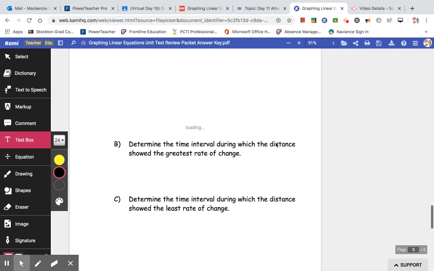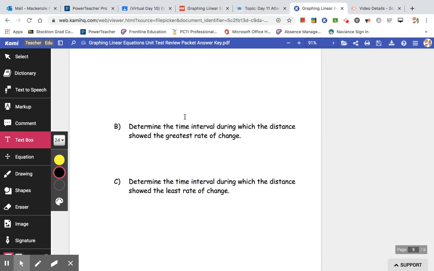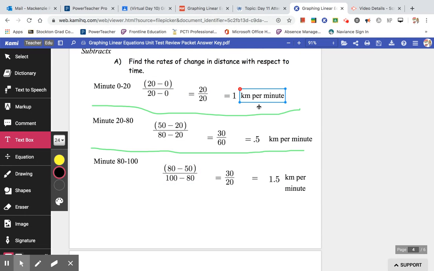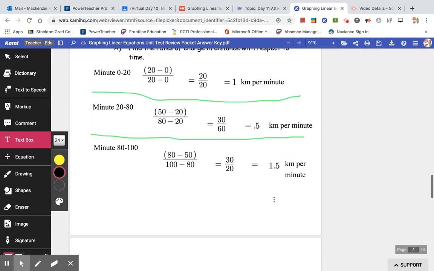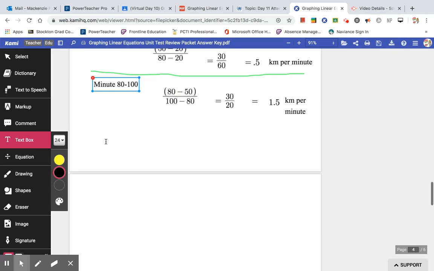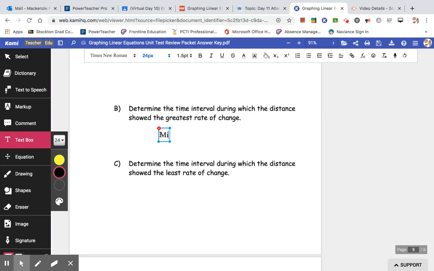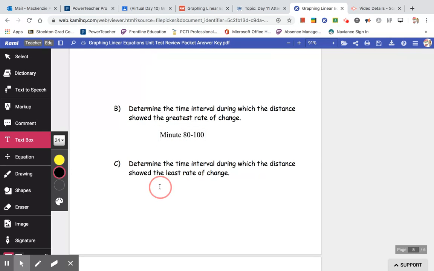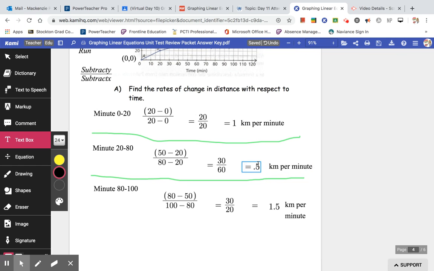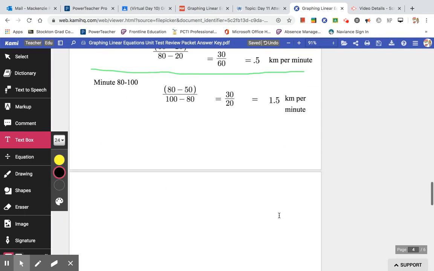And then part B says determine the time interval during which the distance showed the greatest rate of change. If I take a look here, we're just looking for the greatest slope. We know 1.5 is bigger than all of those. So my answer to that is going to be whatever the time interval is, so it's minute 80 to 100. And if we're looking for the least rate of change, we're looking for the smallest one. 0.5 is smaller than 1 and 1.5, so that's minute 20 to 80.